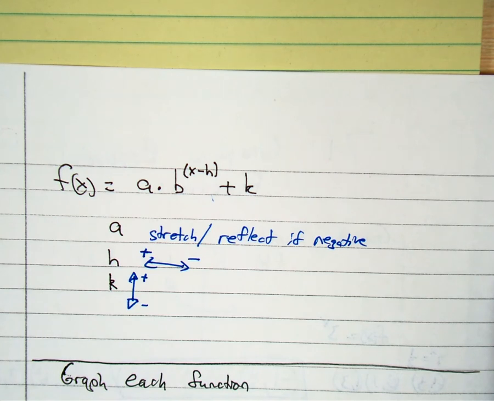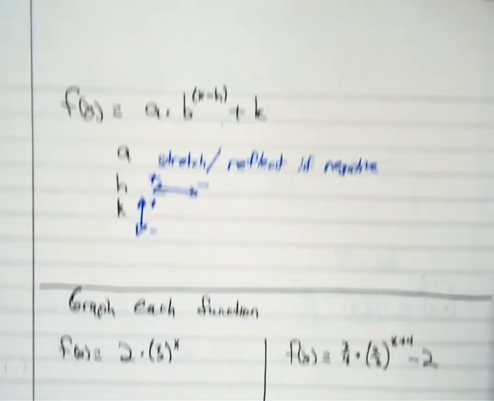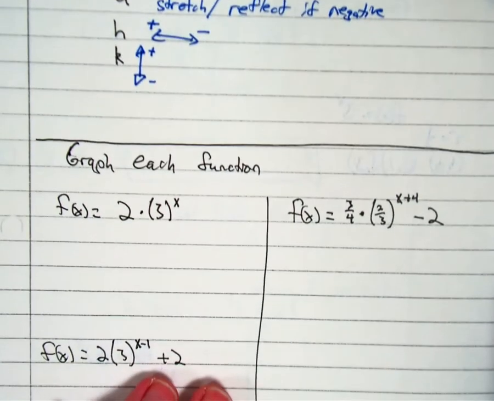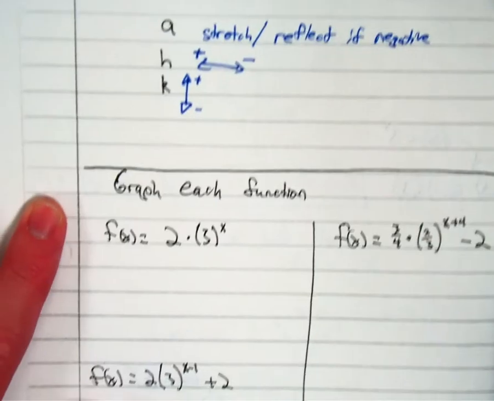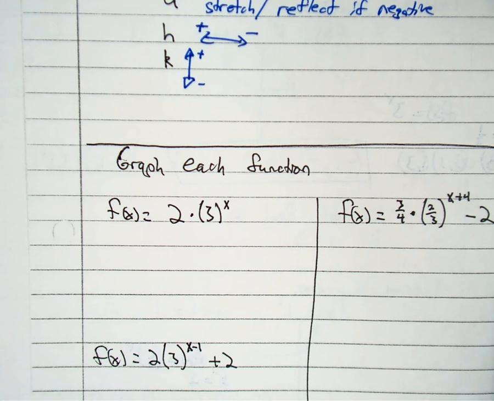It says graph each function. We might graph the first one or one of these, and then we'll just talk about how to find the rest of the points, because I think once you get your 3 points down, you're going to be able to graph it just fine. Okay?